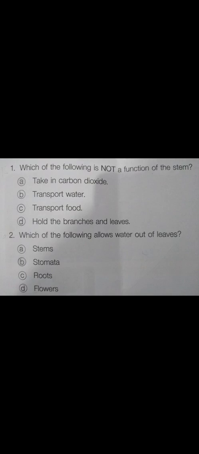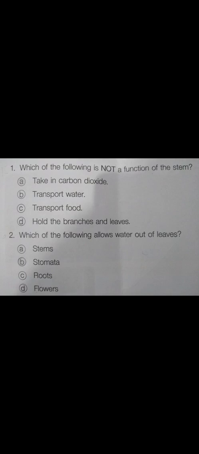When you finish, next you have to choose the correct answer. You have to choose A, B, or C. Write it down in your notebook or on a piece of paper. Write the letter and the answer. For example, number one: which of the following is not a function of the stem? A, take in carbon dioxide. B, transport water. C, transport food. Or D, hold the branches and leaves.